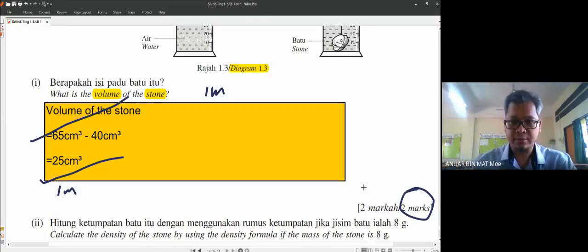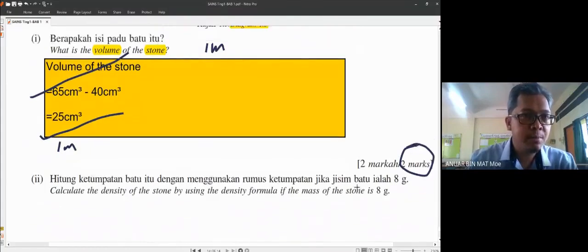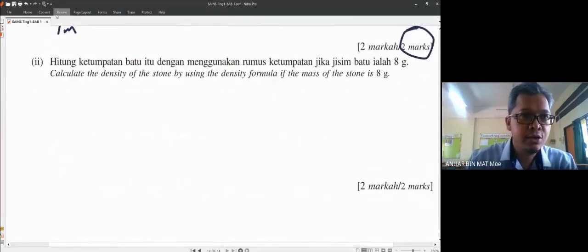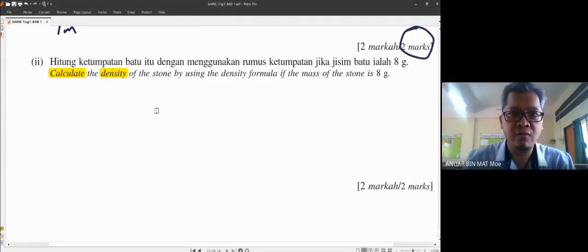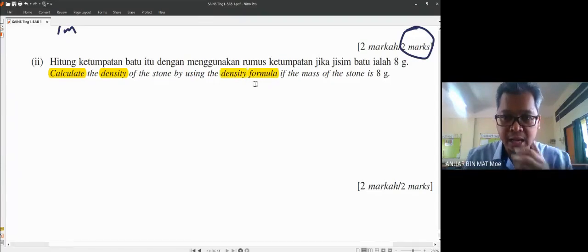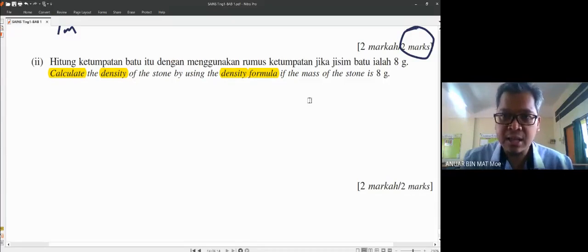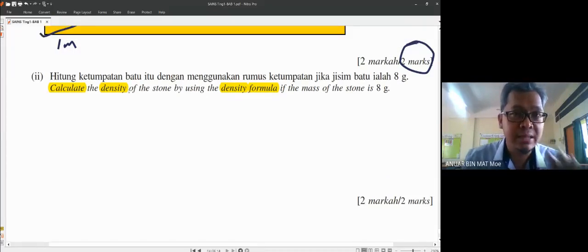Okay, next question. Question number 2C2. You need to calculate the density of the stone by using the density formula. Like I said earlier, usually the formula will be given, but if there is no formula, then you need to remember the formula lah.